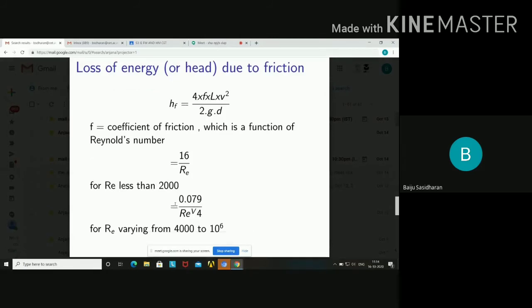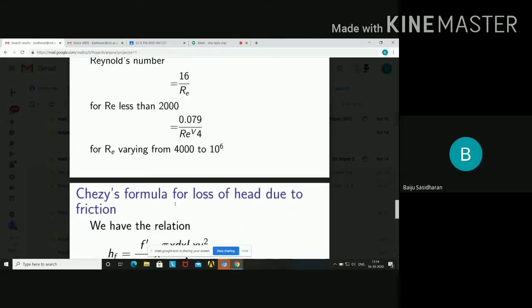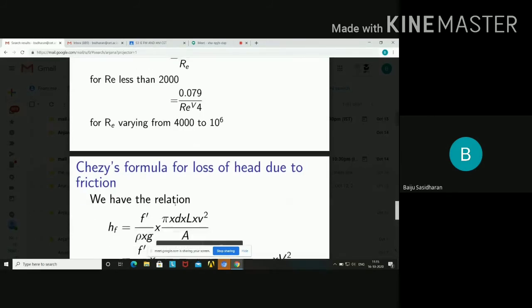The coefficient of friction is equal to 0.79 divided by Re raised to 1 by 4, when the Reynolds number varies from 4000 to 10 raised to 6. Okay, there is a correction: it is 0.79 divided by Re raised to 1 by 4.